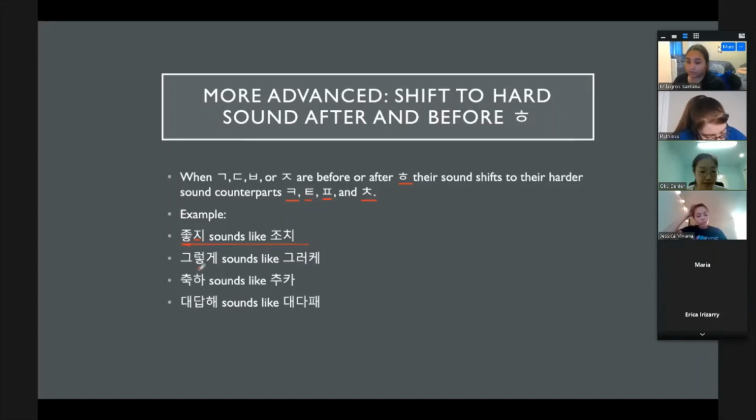This one you have the hyung before the kiok, therefore it will change to a cute sound. So can you repeat after me? 그렇게. Perfect. And then right here, you see 기억, and then hyung is after, therefore it will change to a 기억 sound. So 축하. Perfect. This one is also 대답.